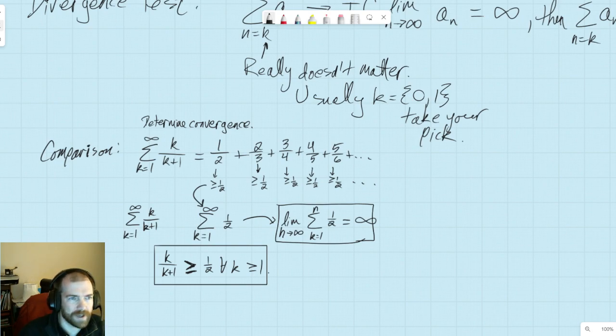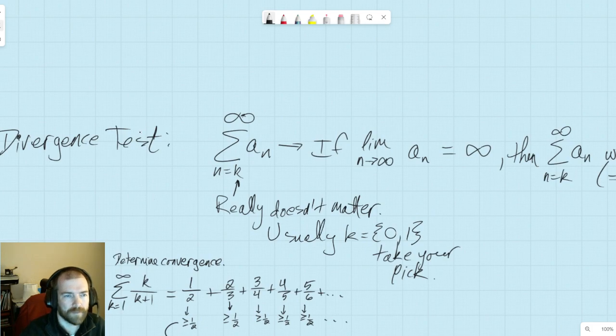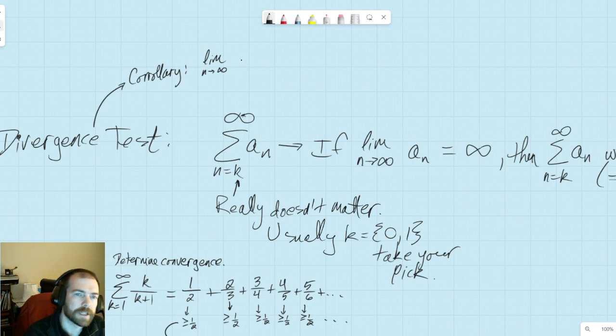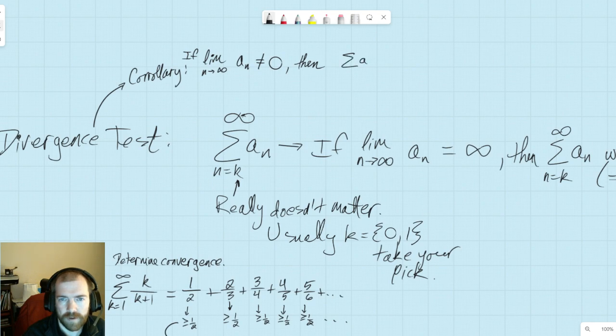There's a corollary to the divergence test up here. If the limit as n goes to infinity of a sub n is not 0, then the sum of all a sub n, going from 1 to infinity, is going to be infinite in extent.